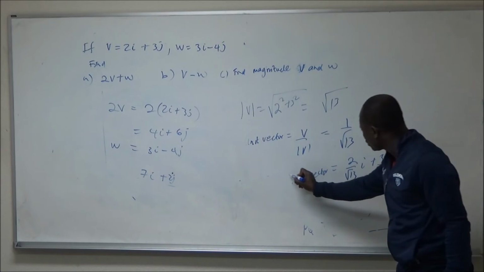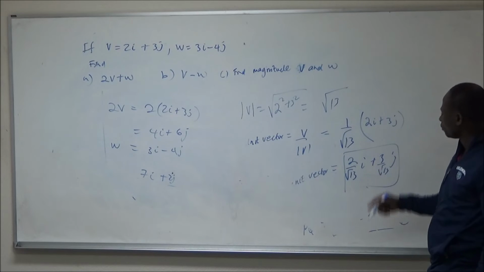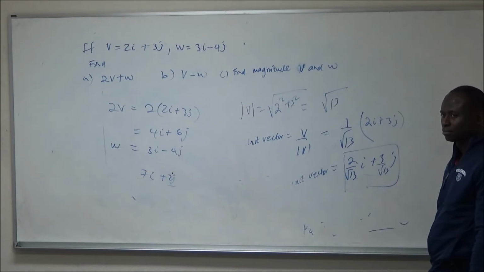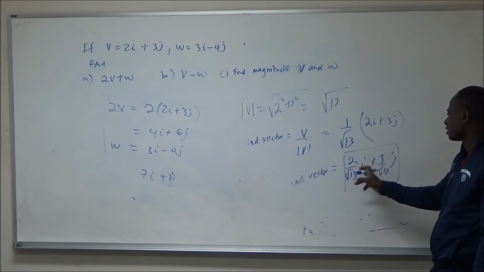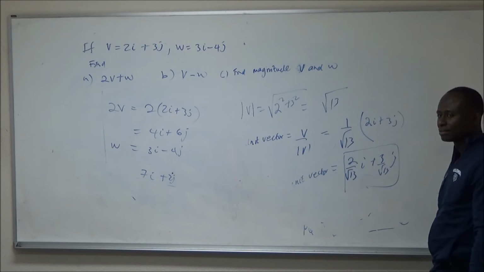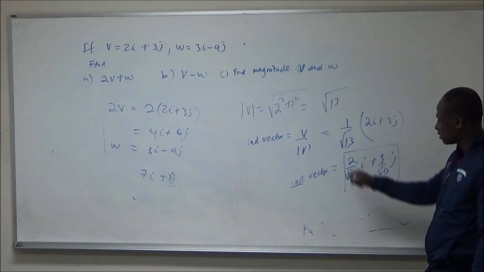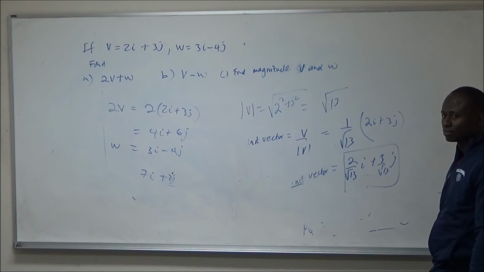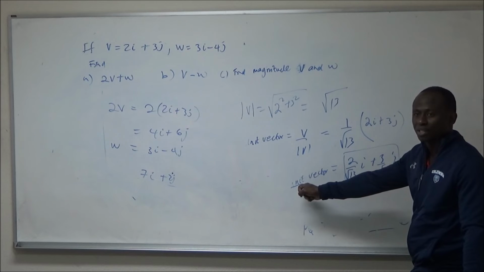So why is this called unit vector again? Try and find the magnitude of the unit vector and see what you get. So this is 2 over root 13i. This is the final answer. But if you find the magnitude of this, what would you get? It's called a unit vector, right? So what is the magnitude of this vector, the unit vector? What is the magnitude? Has to be 1, right? Because of the word unit.